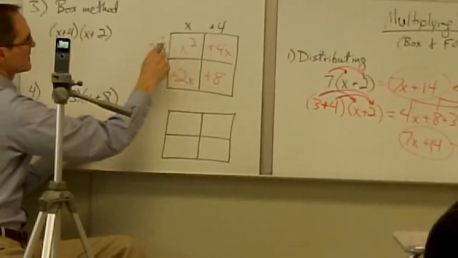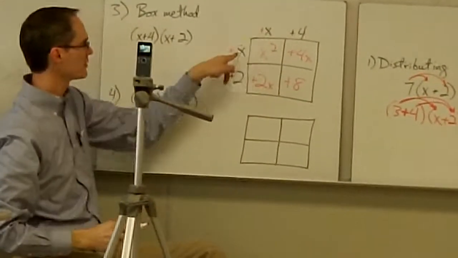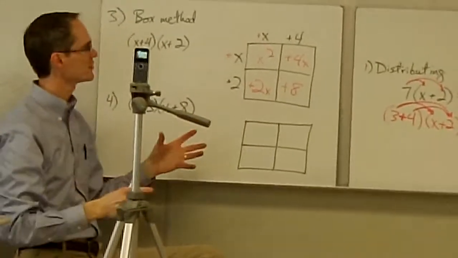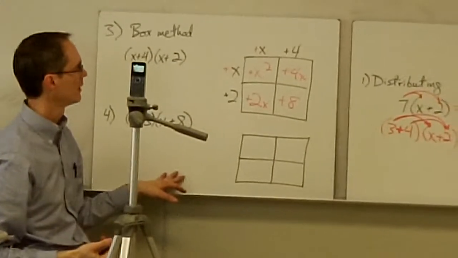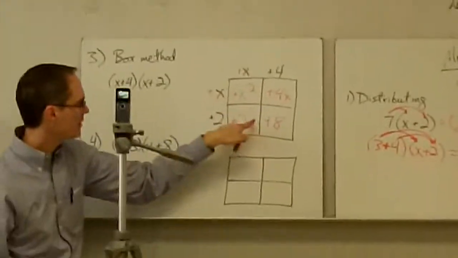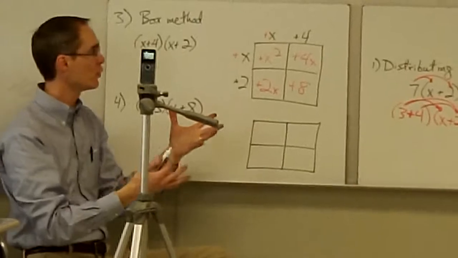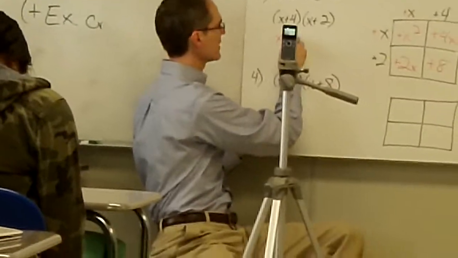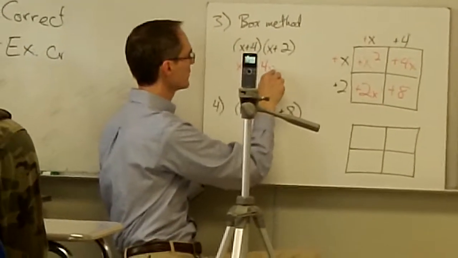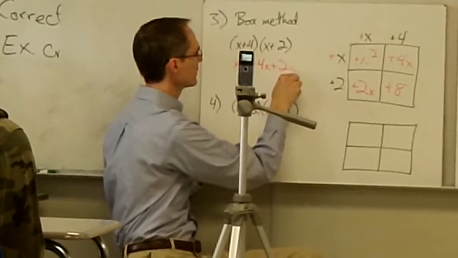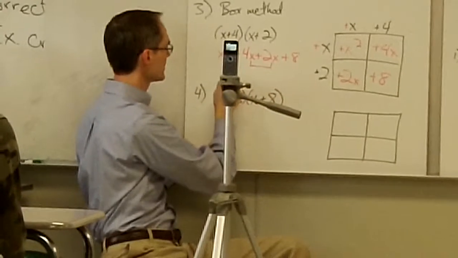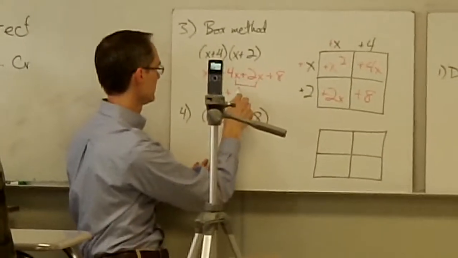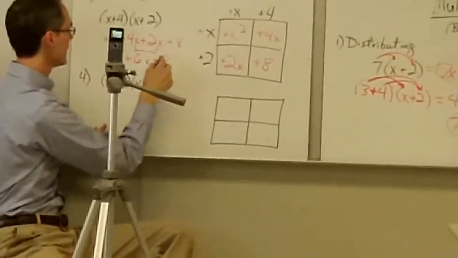Often, it's helpful to write in front of the terms the actual sign of the term, just to make sure you keep all your signs straight. So positive x times positive x is positive x squared. And now, I've got all of my terms here, and I just want to write them all down. So that's going to be x squared plus 4x plus 2x plus 8. And again, I collect up my like terms, and I get x squared plus 6x plus 8.